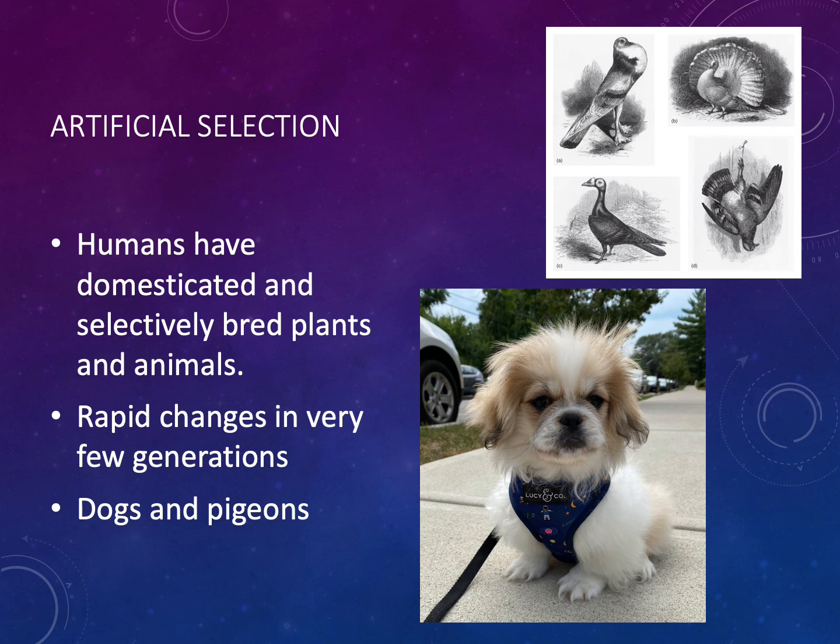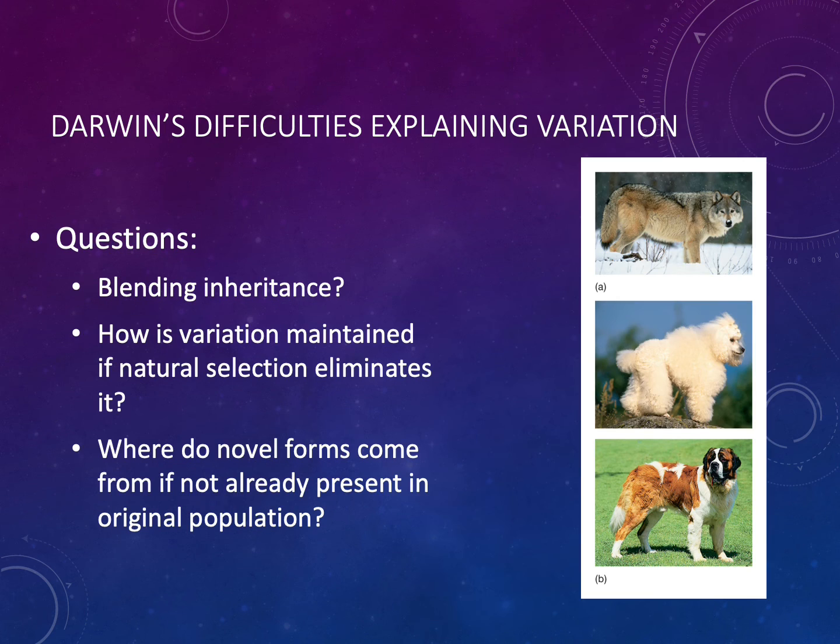Other evidence for natural selection is the process of artificial selection, where humans have domesticated and selectively bred plants and animals. We see rapid changes in very few generations. And this photo here is of my little puppy. When he was a puppy, he's not so much a puppy anymore.